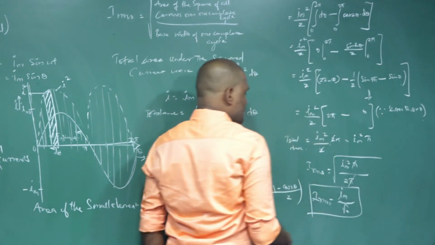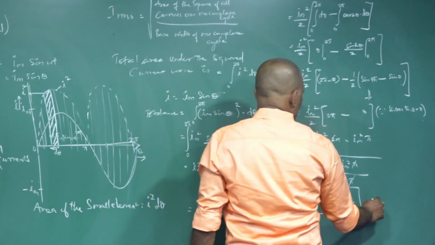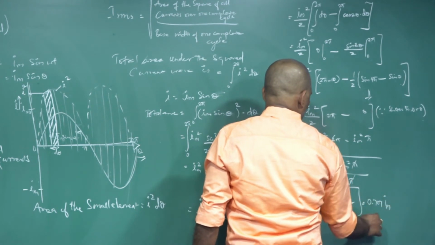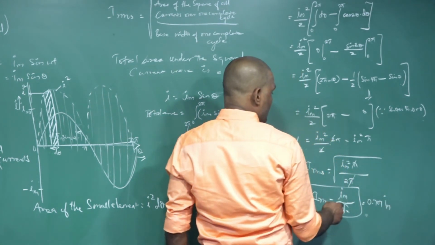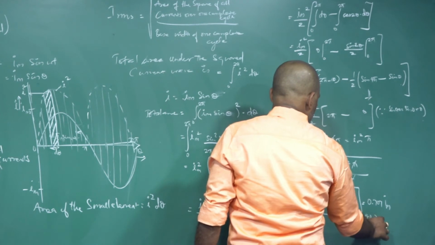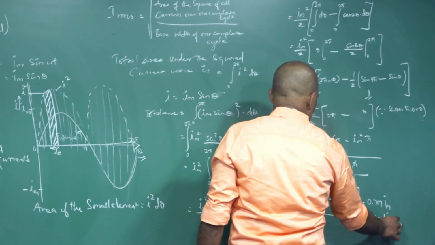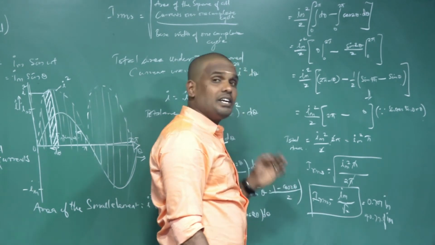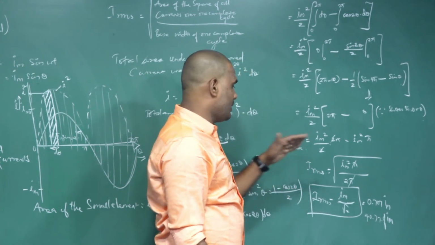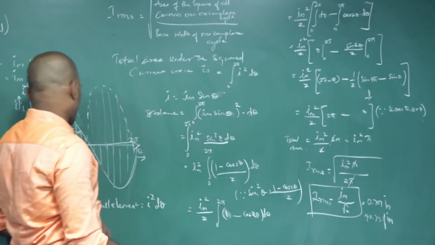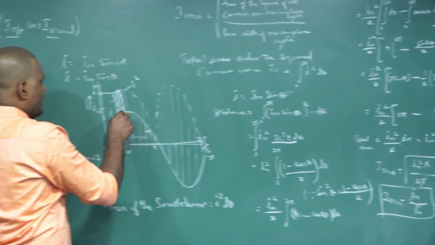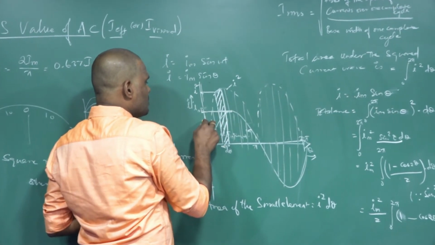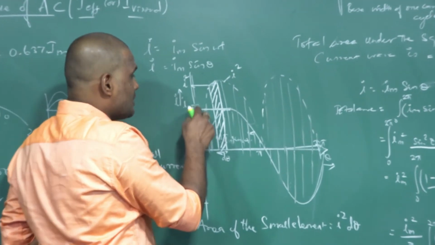This IRMS equals Im by root 2 can also be represented as 0.707 Im, or otherwise I can say the RMS value of alternating current is 70.7% of the maximum value of current. The RMS value of alternating current is 70.7% of the peak value of current. I can show you in the diagram here. So if Im is the peak value of current here, then RMS will be 70.7% of this peak value.